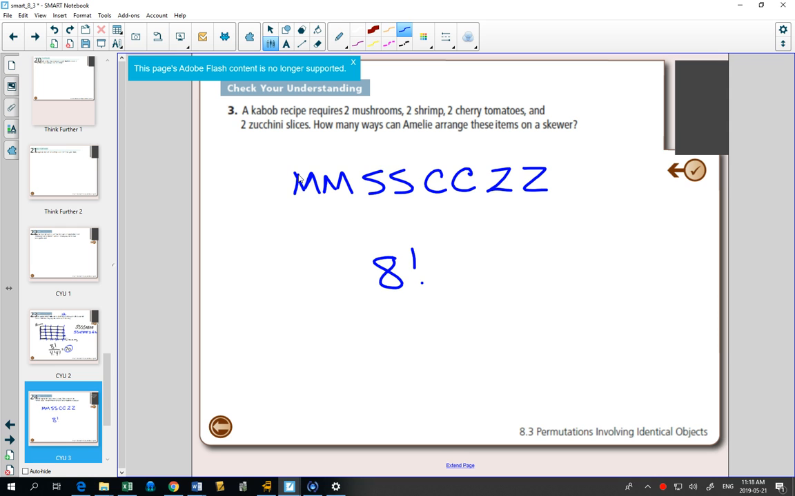But because we have some identical objects, when you have an identical objects question, you have to divide out that repetition. We have 2 mushrooms, so we divide by 2 factorial. 2 cherry tomatoes, 2 zucchinis, 2 shrimp. So we'd have 8 factorial over 2 factorial, 2 factorial, 2 factorial, 2 factorial.